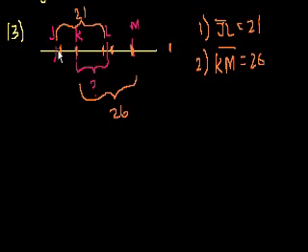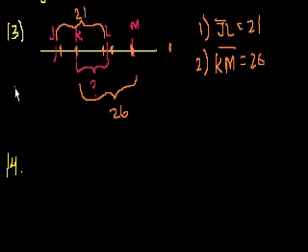So we don't know where K is. This second constraint still doesn't tell us where K is relative to, is it closer to J? Is it closer to L? We don't know. So both of them combined are useless. So that is E. Problem number 14, unless I missed something. Problem number 14.